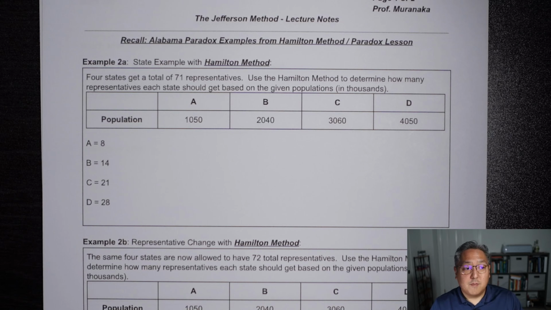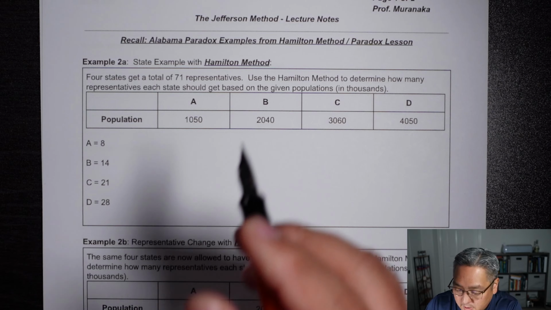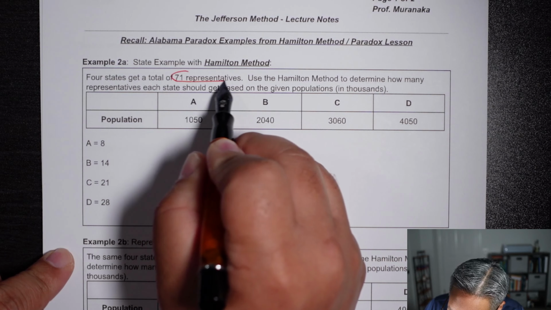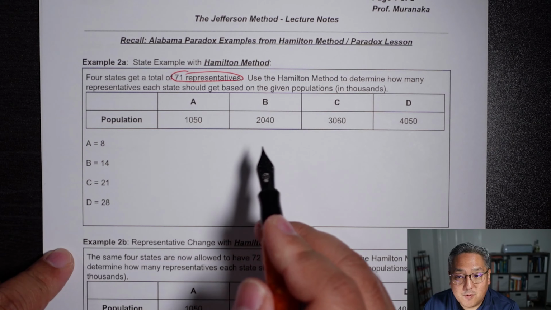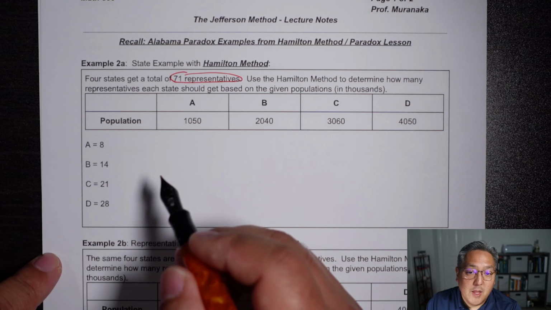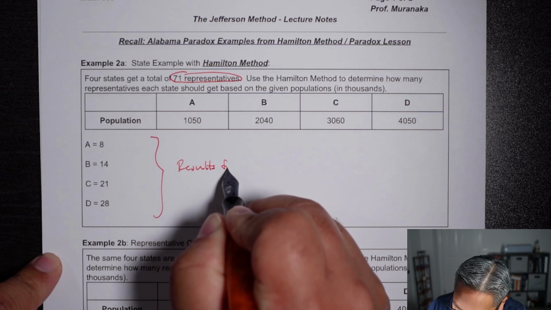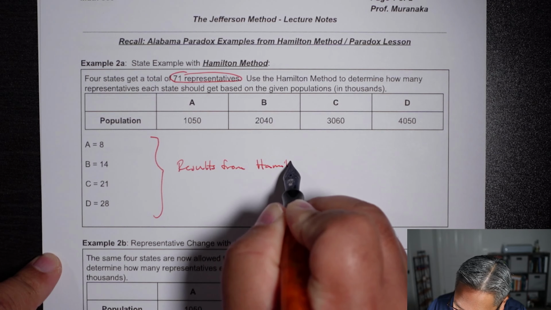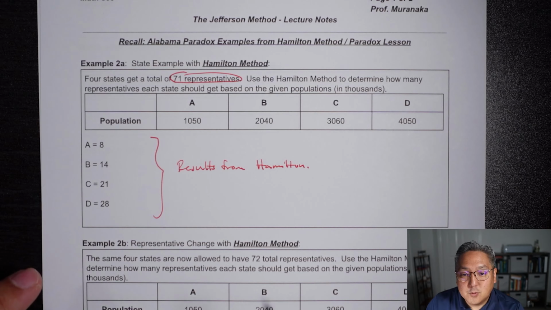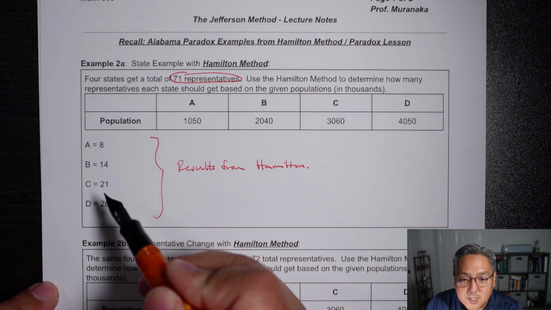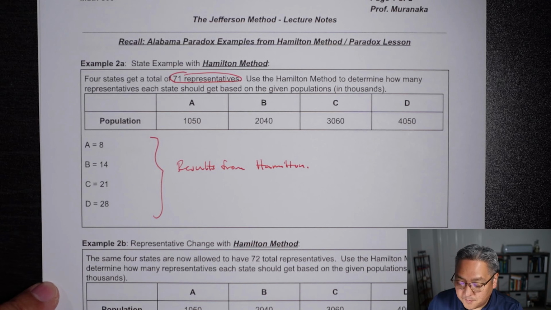Okay, so I have some very specific examples that I just want to remind us of that we saw when we looked at the paradoxes and the Hamilton method. Way back when, last week, we had this example where we were apportioning 71 representatives across 4 states, A, B, C, and D. These are results from Hamilton: A got 8, B got 14, C got 21, and D got 28.